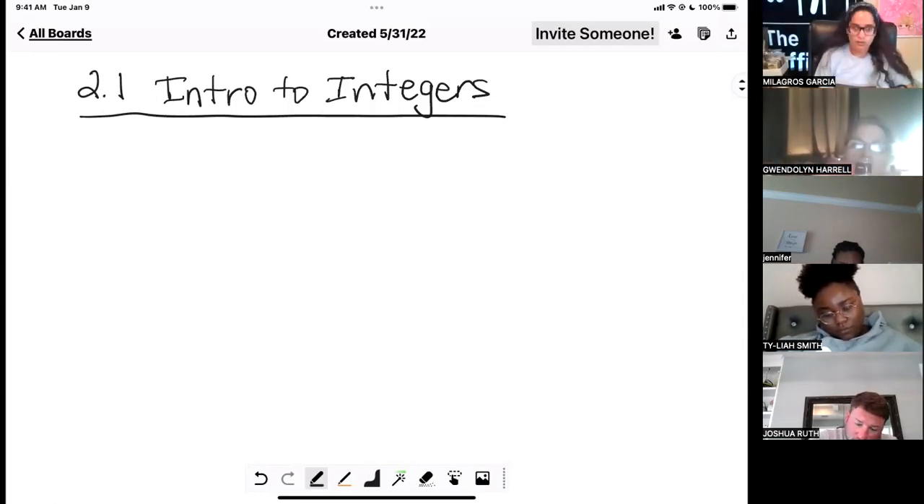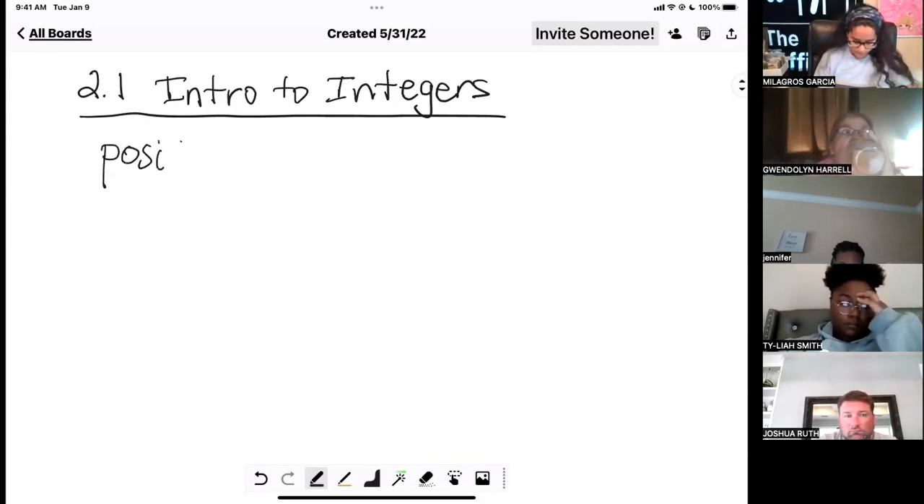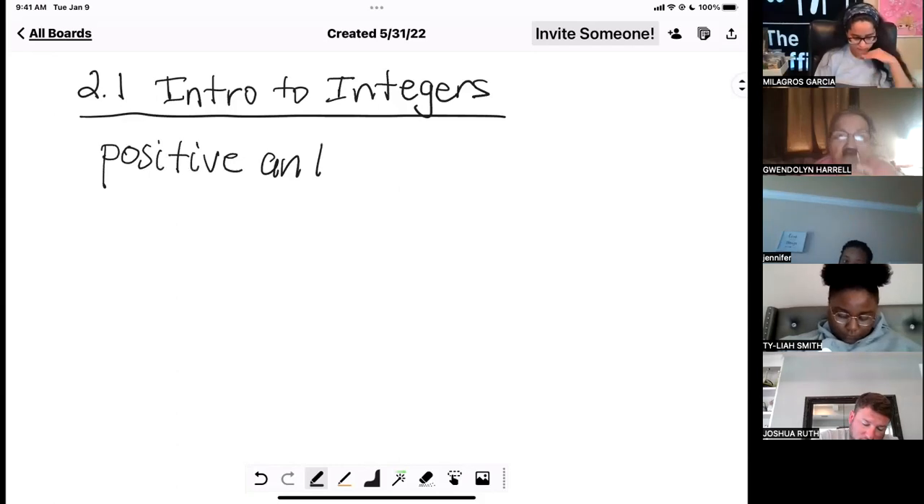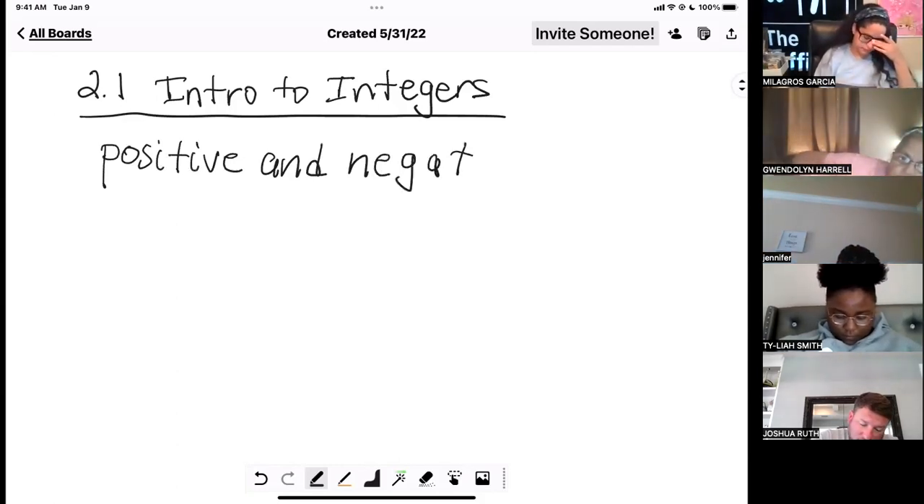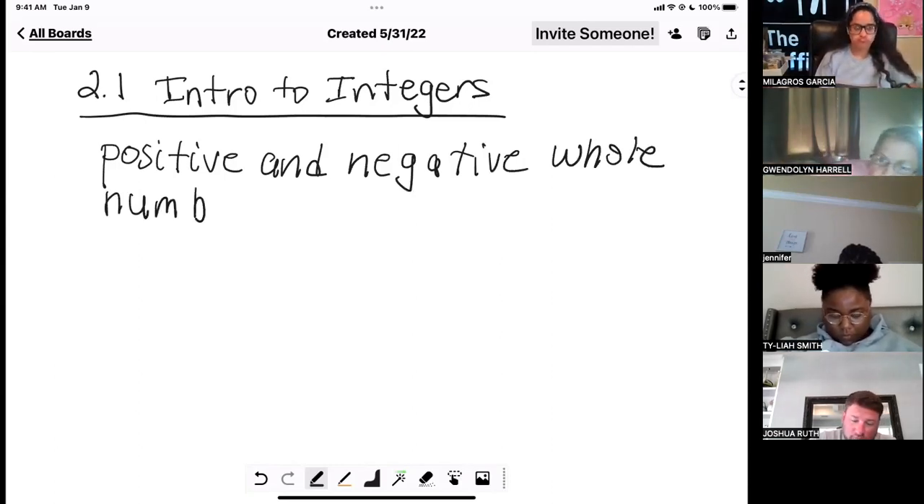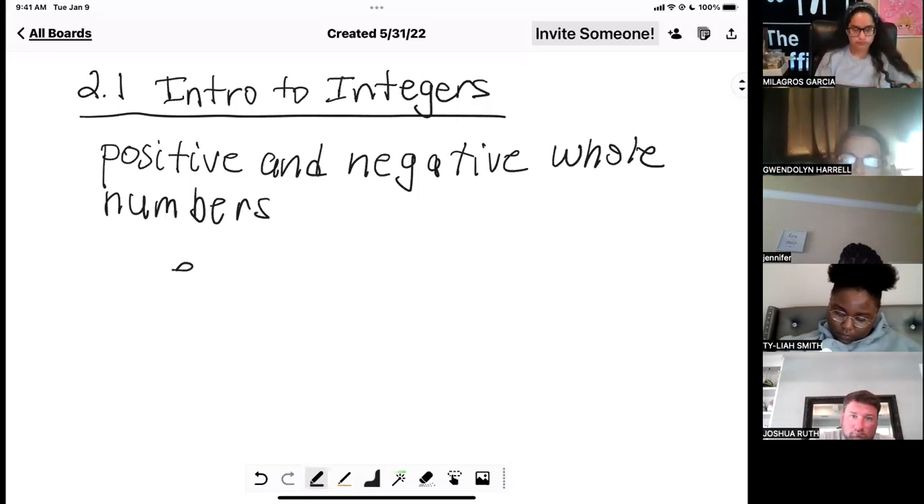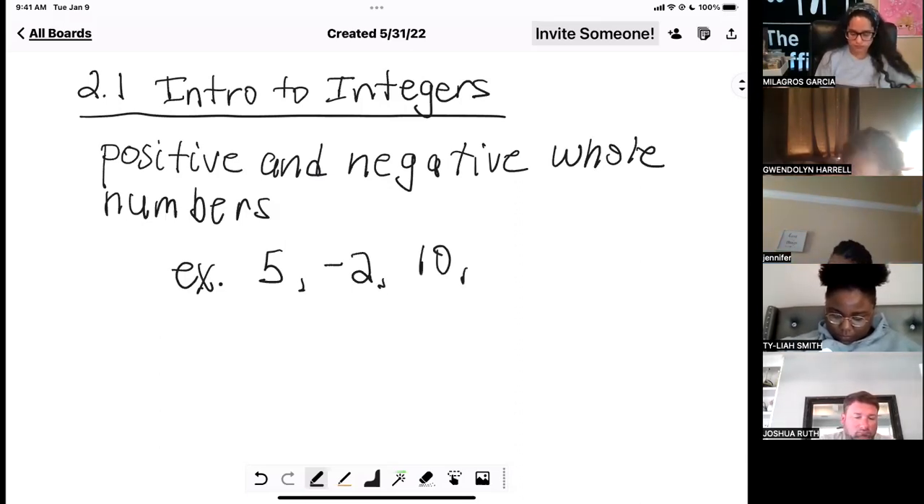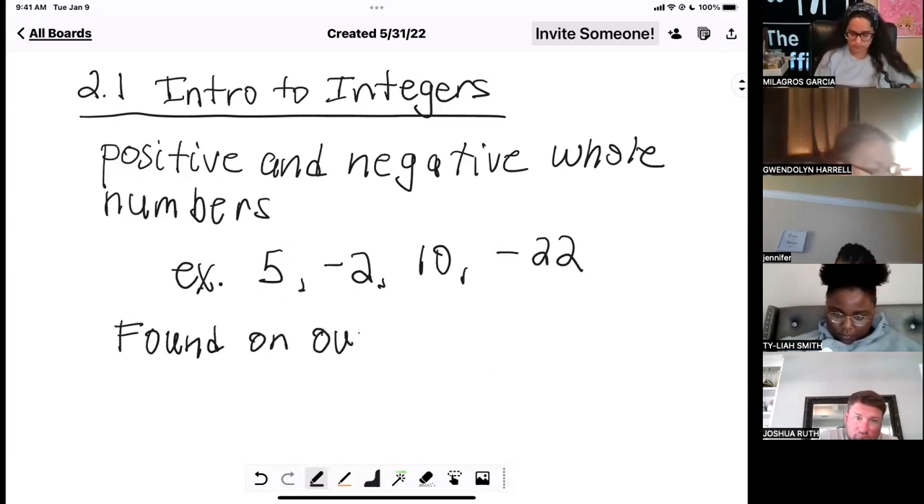All right, so integers to me are positive and negative whole numbers. Example: 5, -2, 10, -22. They're your positive and negative whole numbers. These are the numbers that are found on the number line.